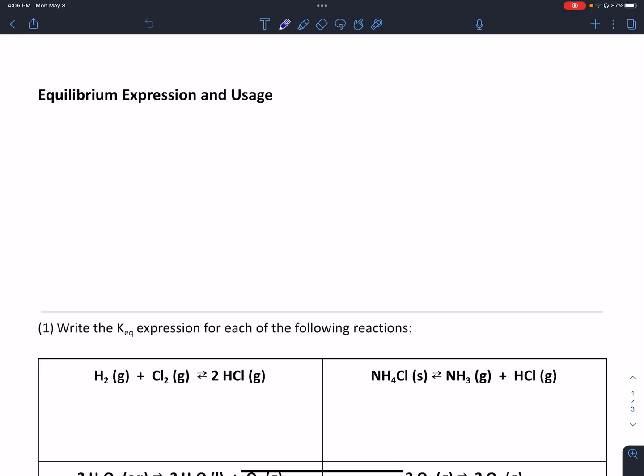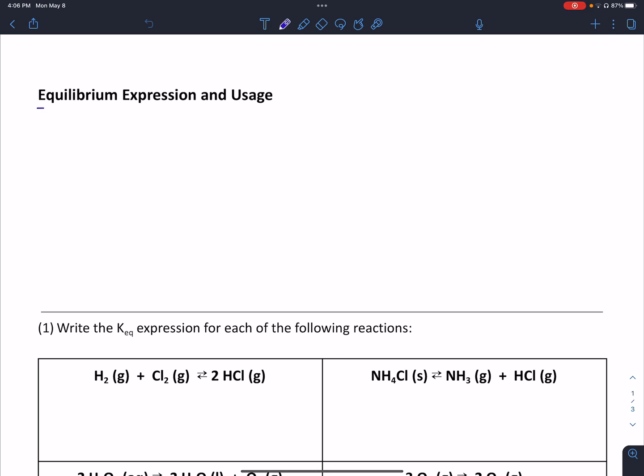Hi everybody, this is Dr. Nigro for a screencast for our Chem calculations in our equilibrium unit. This particular screencast is going to deal with the equilibrium expression, the equilibrium constant, and how we can use those things to solve different problem types.